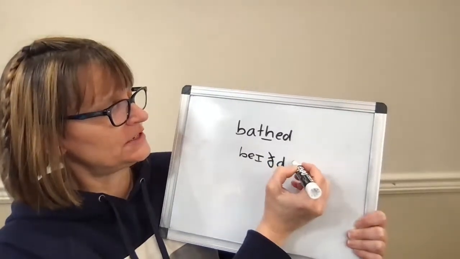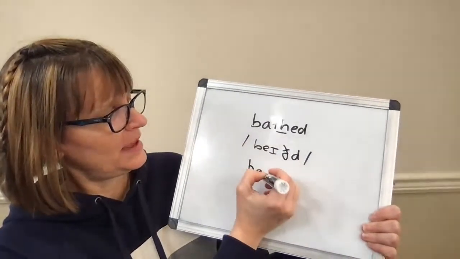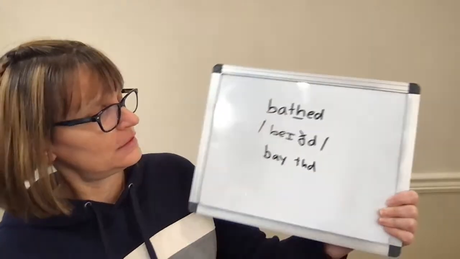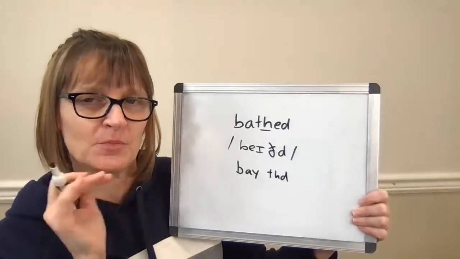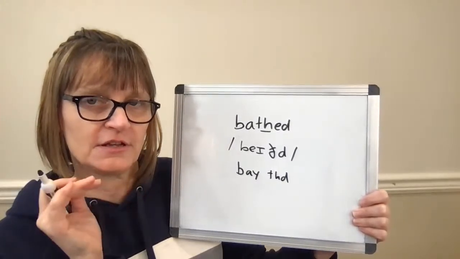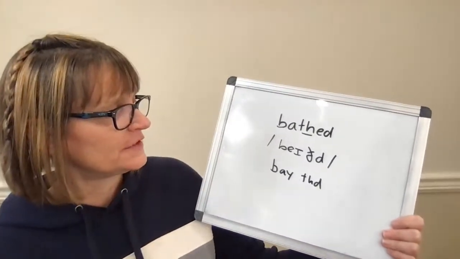And then we have to go right to the D sound. So it's kind of like bathed. That's a little bit tough. No sound between the th and the d. Just protrude the tongue for the th, and pull it back and stop the air for the d.